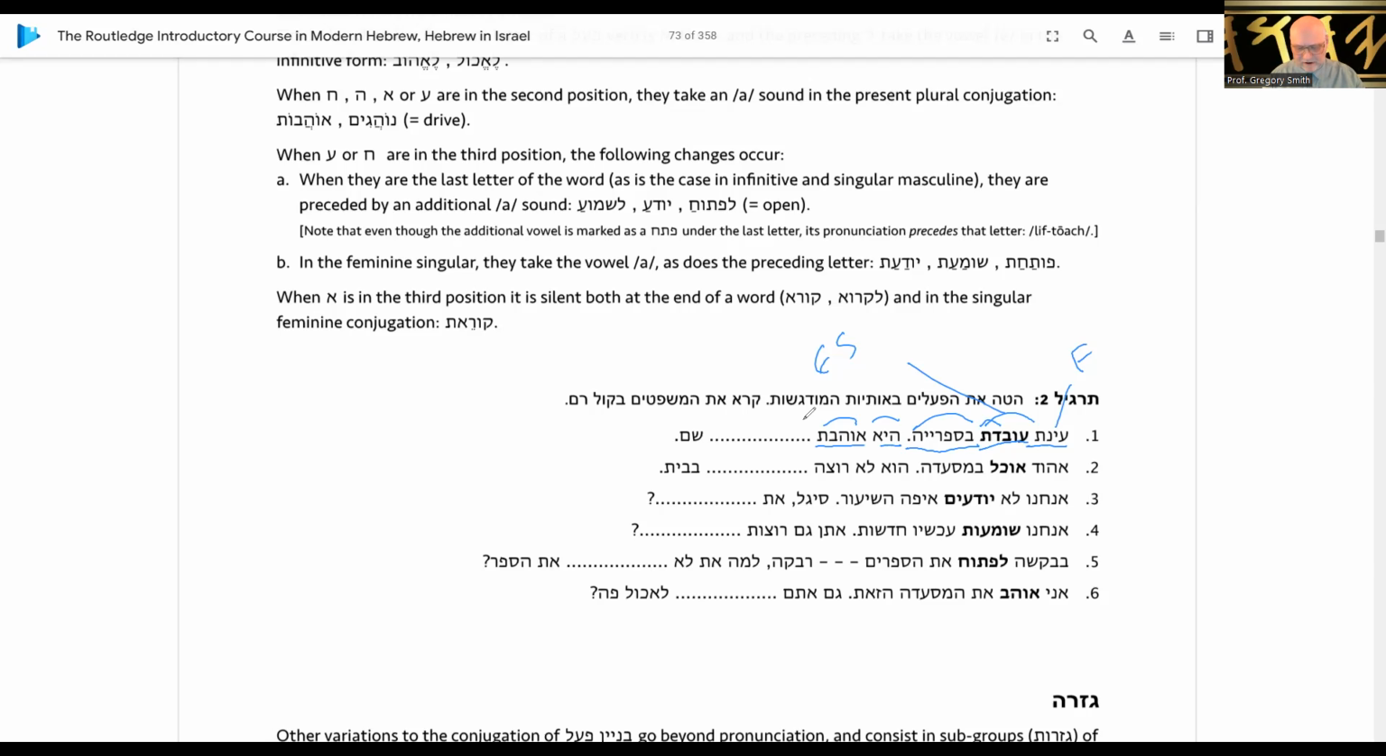Let's see. I think it might be ovedet again. Hi ohevet ovedet sham. Yeah, hi ohevet ovedet sham. Ovedet sham. Okay, so it looks like it's going to be ovedet.